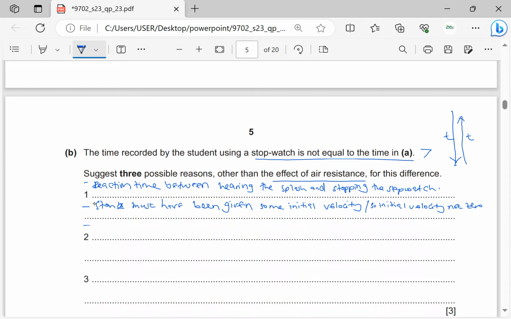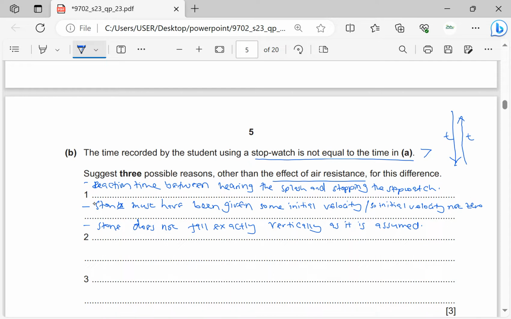Number 3, the stone may not be falling vertically downwards, may be falling at an angle to the vertical. So that means it would affect the results. So the stone does not fall exactly vertically as it has already been assumed. So that is number 3.